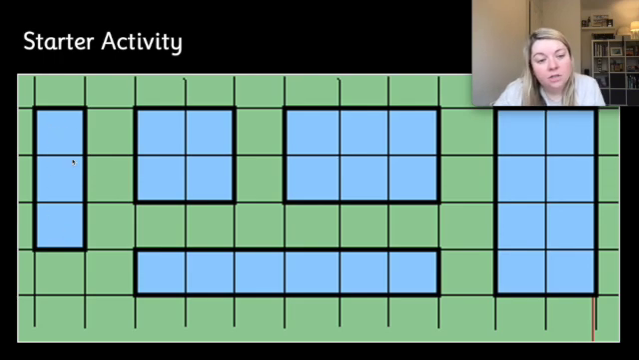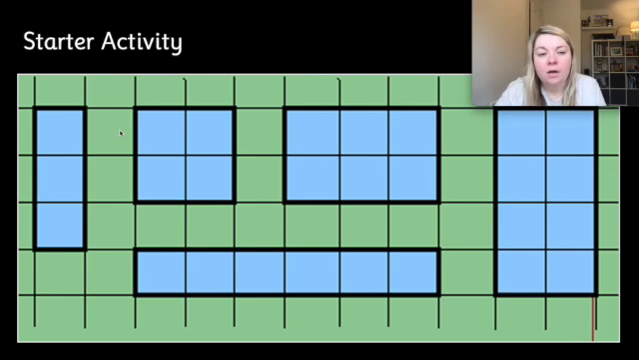So in this first shape, the area is what's inside the shape. So the area of this first shape would be 1, 2, 3 centimetres squared, because there's 3 full boxes inside. So it's 3 centimetres squared.